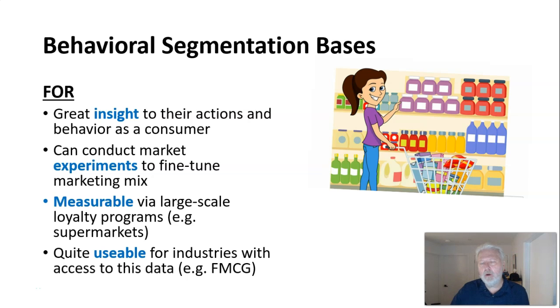We can add a new product, put it somewhere else, change the packaging. What happens? What is the response? How do these consumers behave? And remember, we're trying to construct different groups that behave differently. Obviously, it can be quite measurable. I've got the example there again, loyalty programs in large supermarkets.